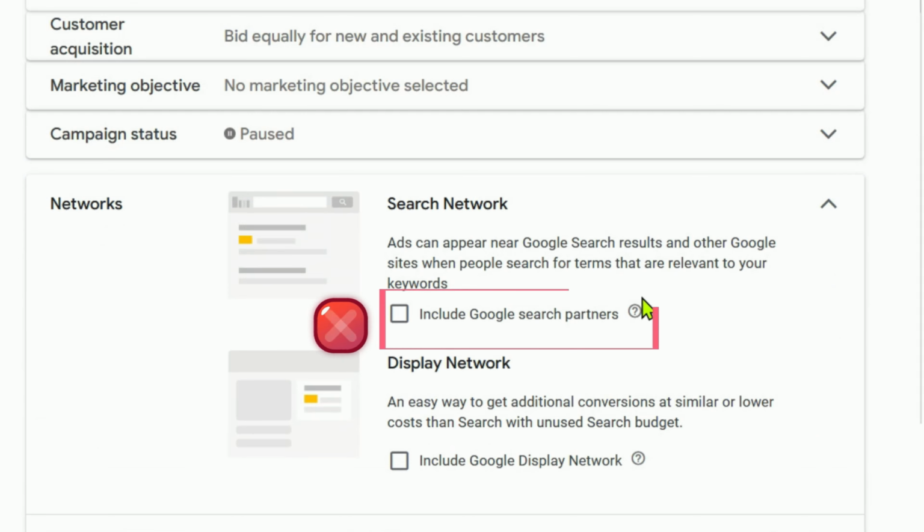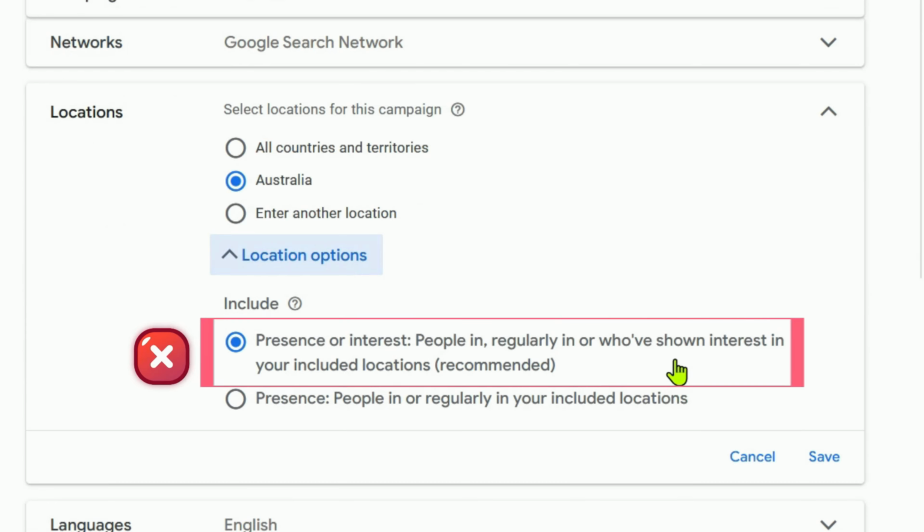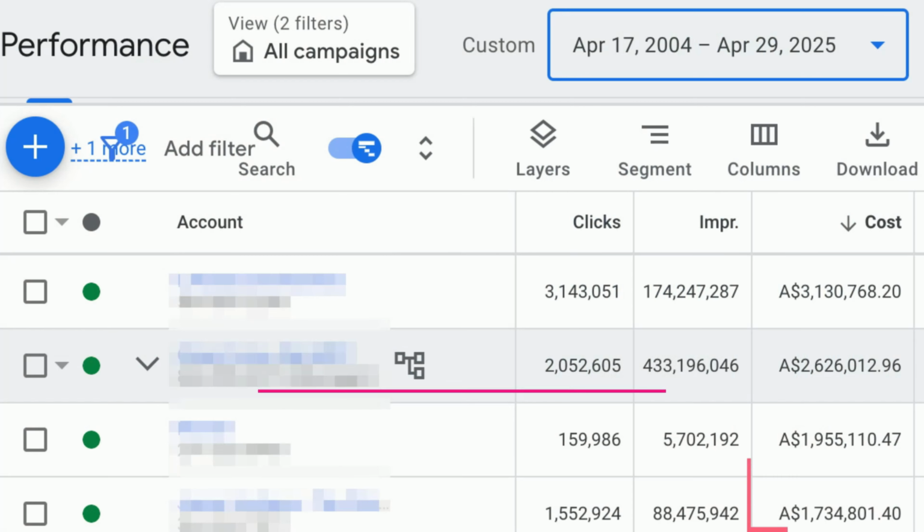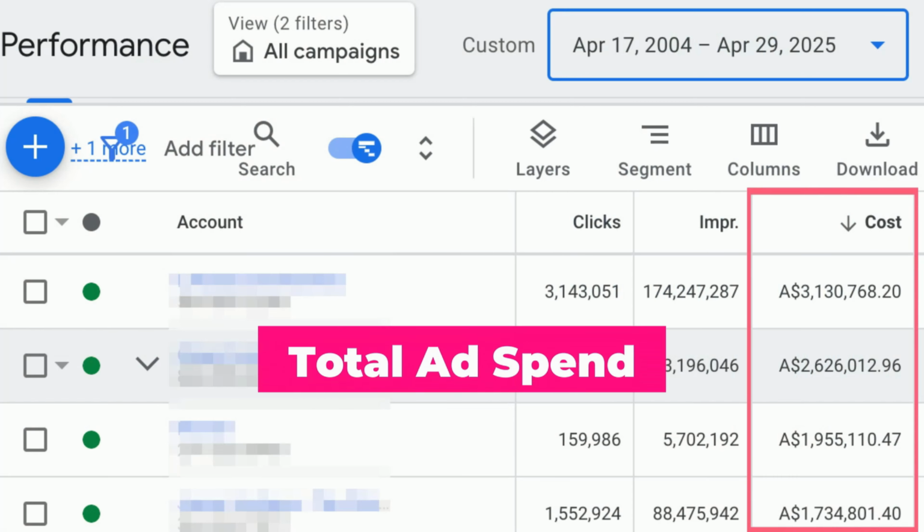Did you know Google's sneaky built-in money-wasting traps, or as I like to call them, Google gotchas, quietly drain your ad budget, leaving your campaigns failing even before they've launched? As someone who has successfully managed over $30 million in Google ad spend over the last decade, I've discovered exactly how to avoid these Google gotchas.